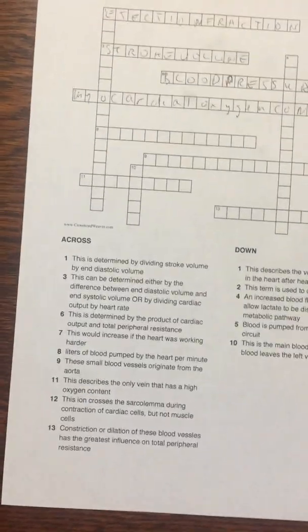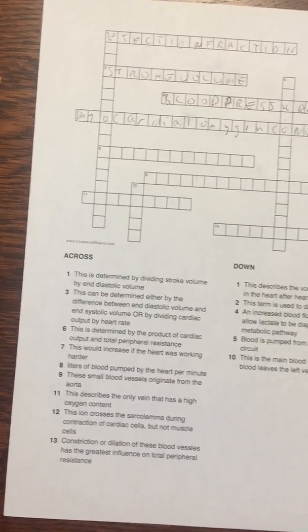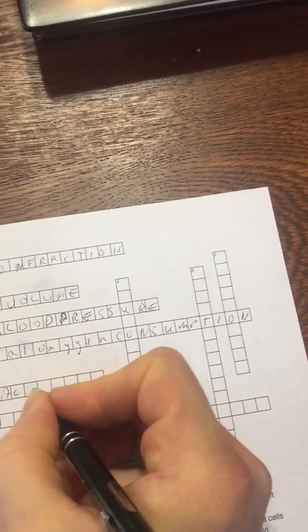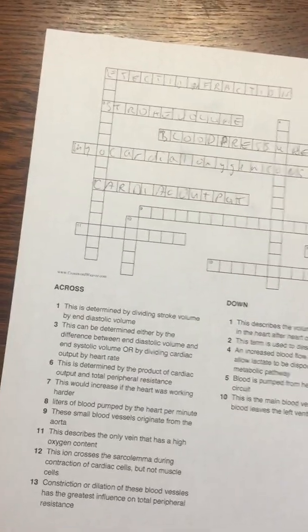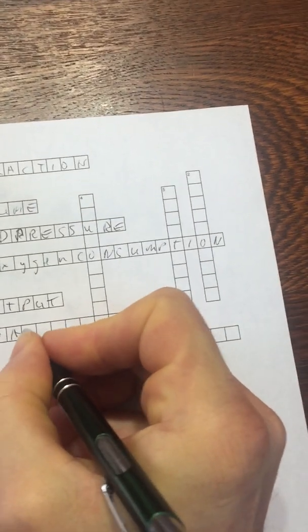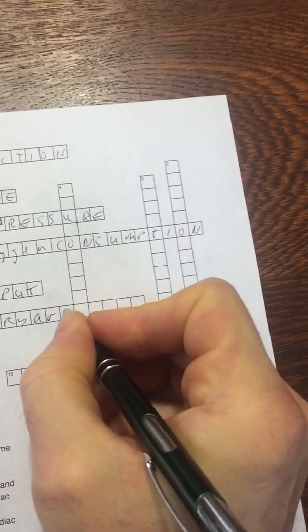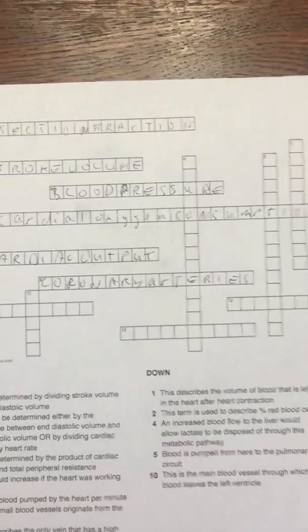The next one is liters of blood pumped by the heart per minute. That describes cardiac output. The nine across, these small vessels originate from the aorta. This would be your coronary arteries. So those feed oxygen to your heart.